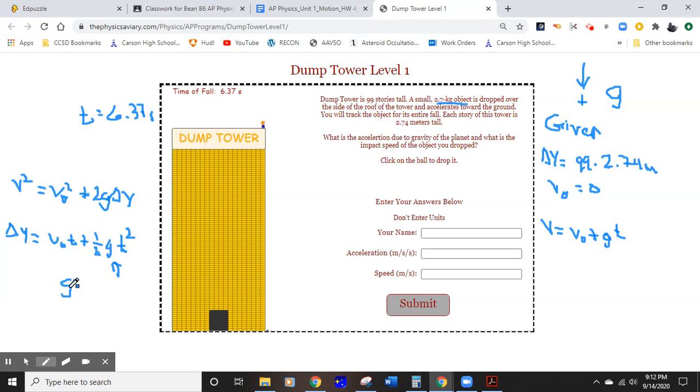So g will equal something, and we should be able to find out what g is from here. Now that we've got g, we can plug it into the first equation because we know the time and find the final velocity. Or we can plug g into the second equation because we know delta y and the initial velocity is 0, and solve for v. But that looks like too much work, so we'll go ahead and use the first one. That will do it, and I hope that helps out.